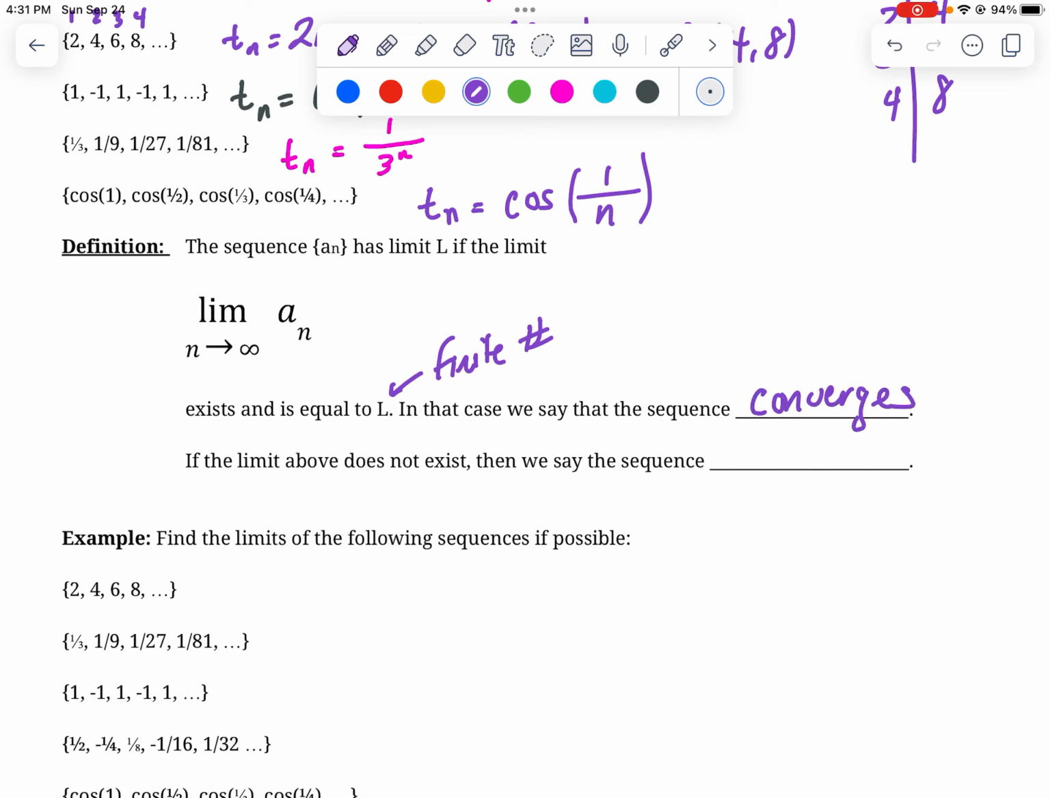And if the limit doesn't exist, for some reason, like there's some oscillation, it doesn't settle down to one value, or it's going to infinity or negative infinity, then we say that this sequence diverges.